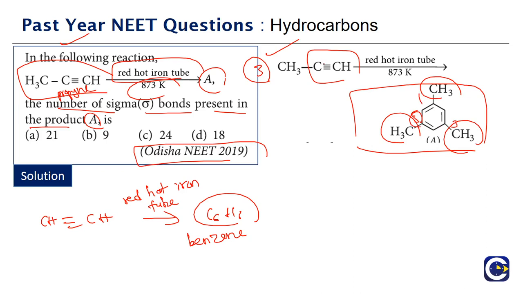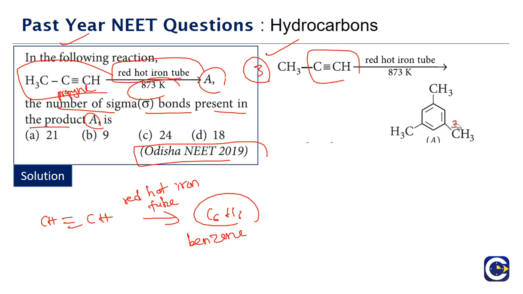If you look at the number of sigma bonds, that is what we need to find. So how are we going to find the number of sigma bonds? How do we find out? We will have to go through the structure clearly, and only then can we find the number of sigma bonds in this.